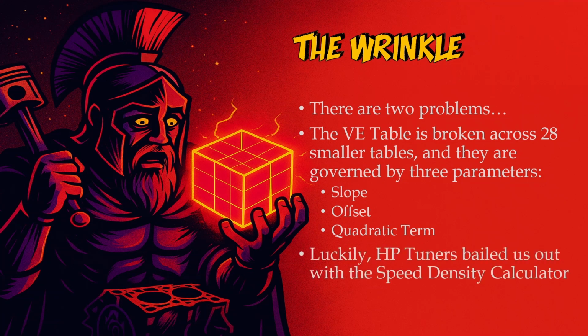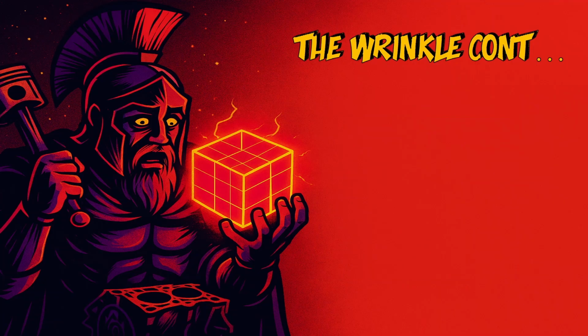The good news, of course, most of you know, is that HPTuners has given us a speed density calculator that will translate these three tables into a classic volumetric efficiency table. We get our percentages, we come into this table, we adjust, right, and we post it to the file, and we're good to go. So that's one problem kind of solved. But there's another.